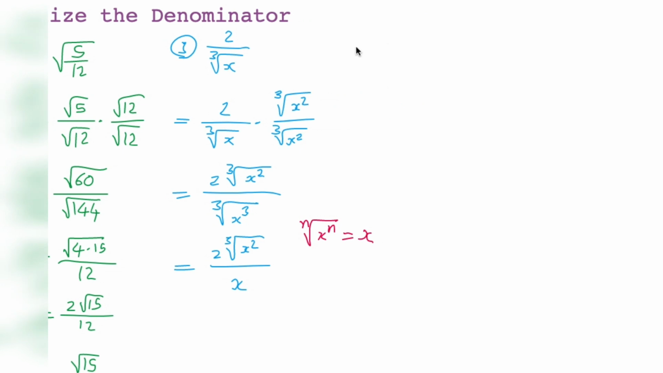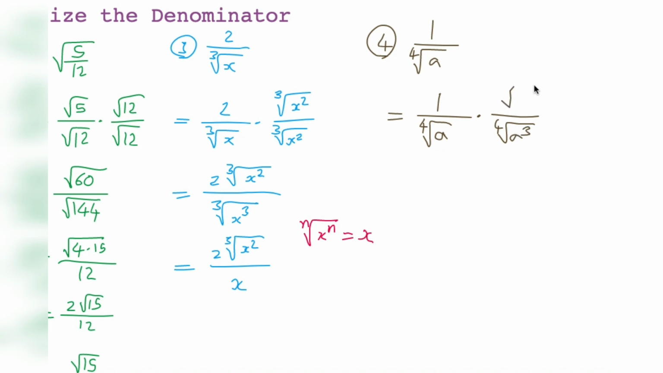I'm taking the fourth example, fourth question. 1 upon a to the power 1/4. So here 1/4 power and here only 1 a. We want 3 more. Like this. We have to multiply and divide by a to the power 1/4 and a to the power 3.